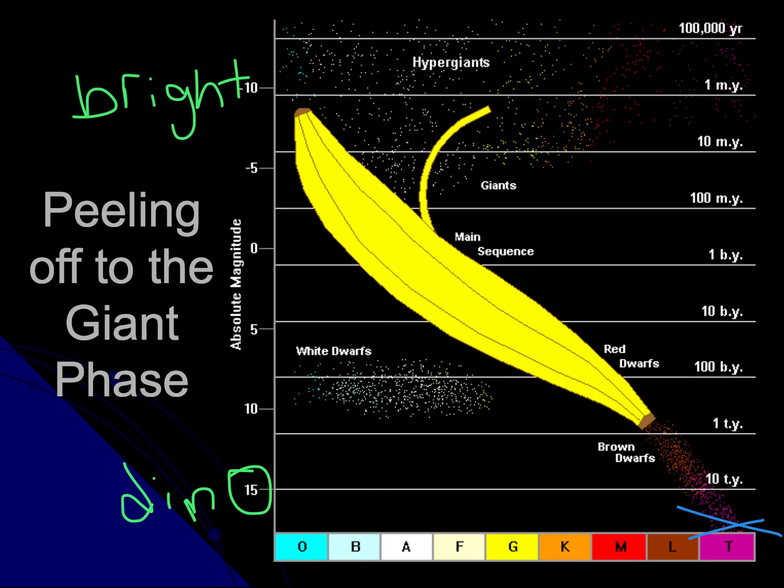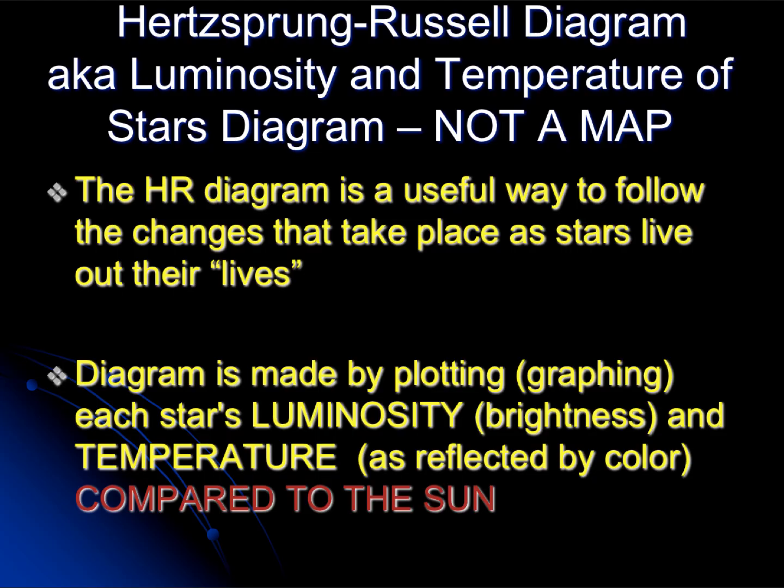You will have a set of questions on your Unit 3 test. It will be imperative that you understand that a bigger absolute magnitude number is a dimmer star, so be sure this is clear in your mind. The HR diagram is a diagram showing stellar luminosity and temperature. It is not a map. It is a helpful way to see how stars change over the course of their lives. Again, we're plotting temperature, which is indicated by color, against luminosity, brightness, as compared to the sun.